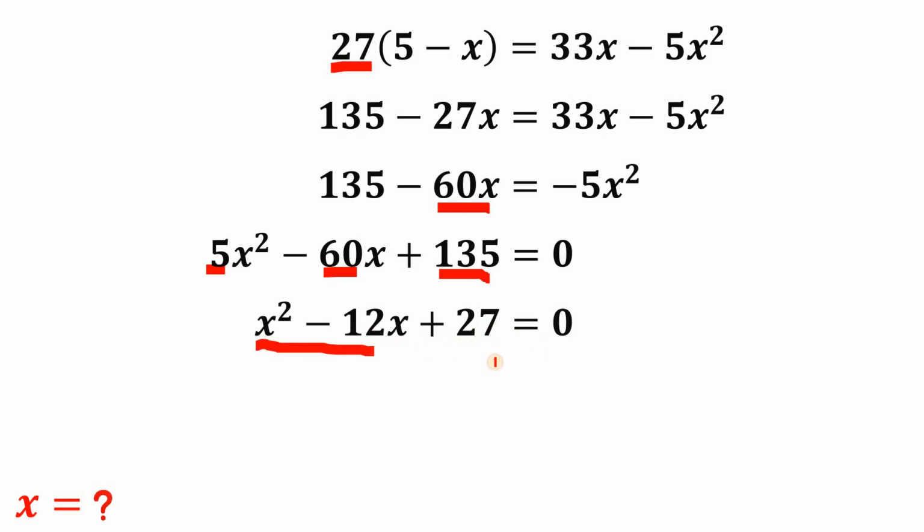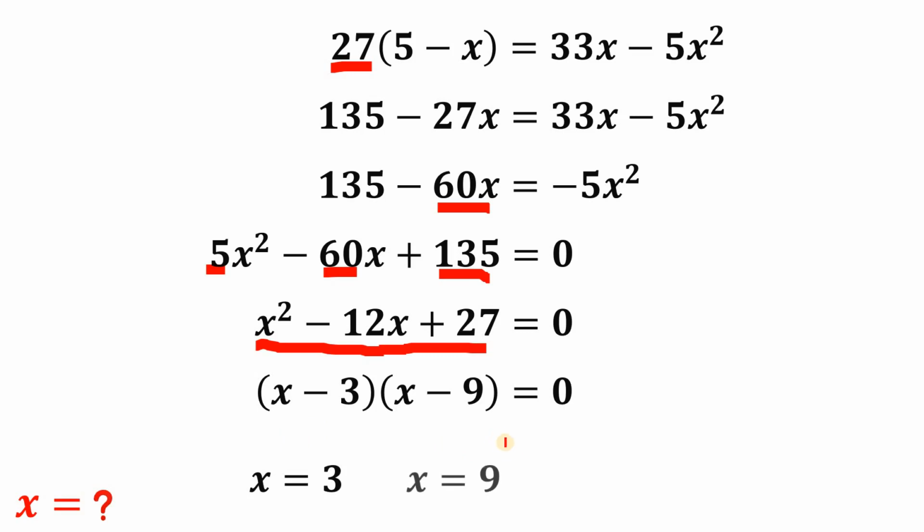And this quadratic equation, we can easily factor this out as x minus 3 multiplied by x minus 9. And from here, we can now find the values of x. x can be 3 or x can be 9. Now, the question, which of these values is correct?